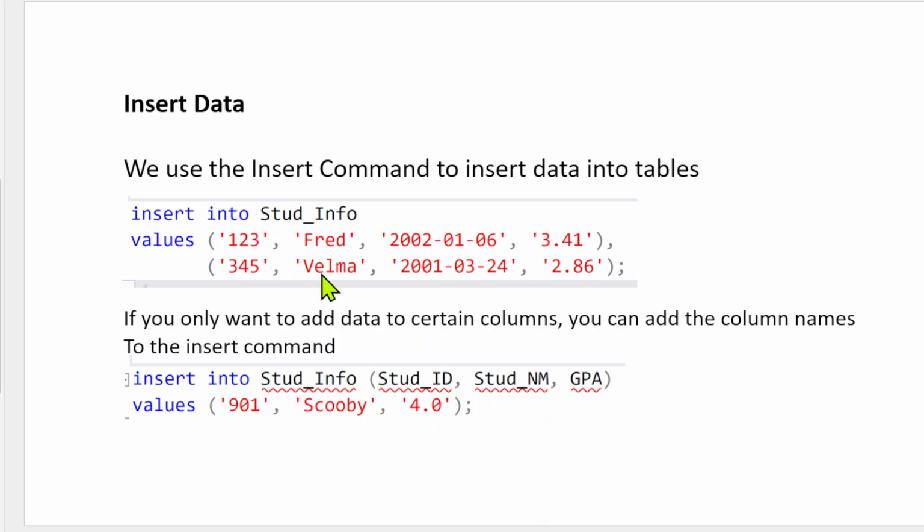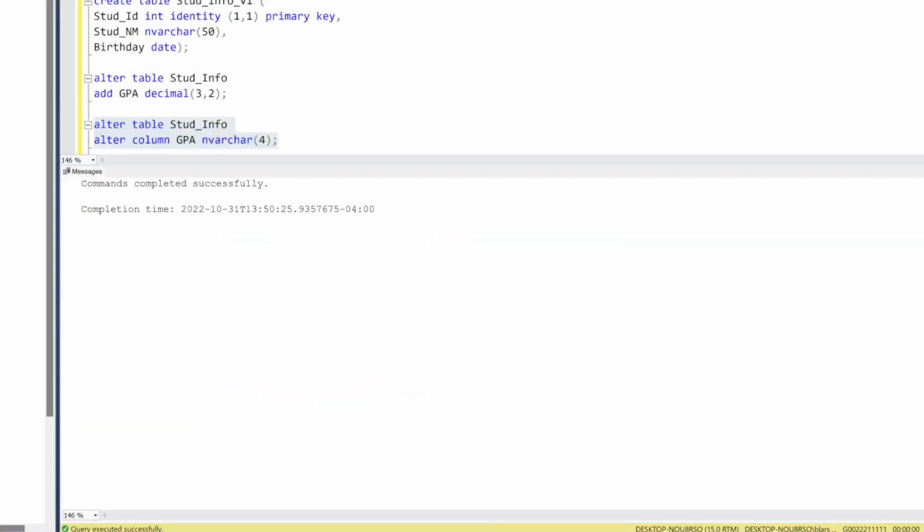So these are all four. Now what happens if I only want to add certain columns? I only have data for certain columns. I don't have a birth date for Scooby here. At that point, I could just say from the insert, I could add only the column names I'm working with. So let's go ahead and look at this in the database and see how it works.